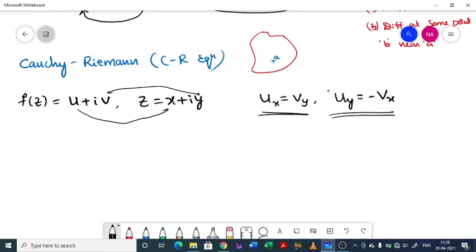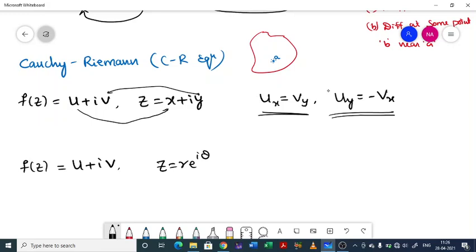So this is the Cartesian form. Next we have the polar form: f of z equal to u plus iv, where z equal to r into e power i theta.